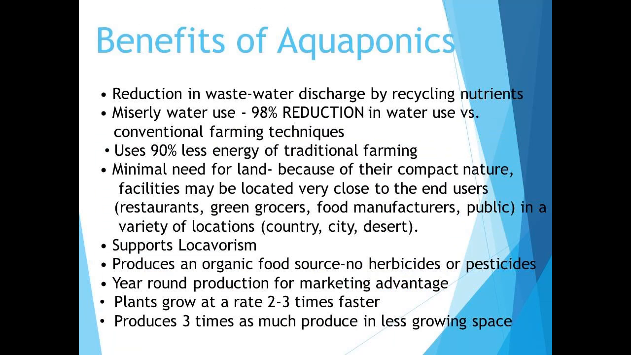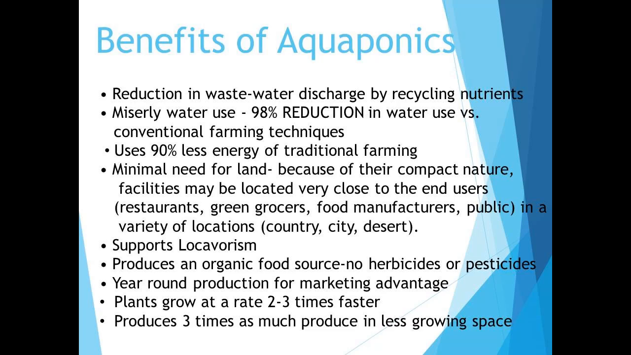I'm sure you all have read these somewhere, but the benefits of aquaponics: the reduction in wastewater because it's recirculated, and we're using the nutrients that the fish are providing. It uses less water and less energy than traditional farming. There's minimal need for land because of the compact nature. Most facilities can be located close to your market, so somebody in a city could actually do this, depending on the size that you want to do. It supports locavorism, produces an organic food source, and you can have a system that is organically certified.